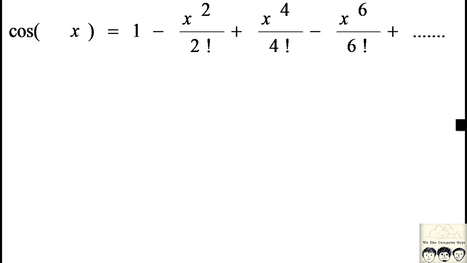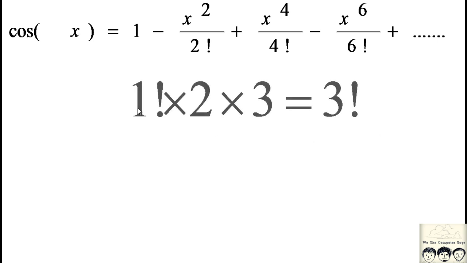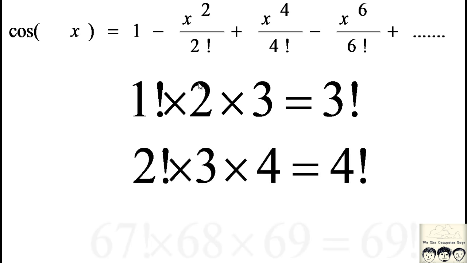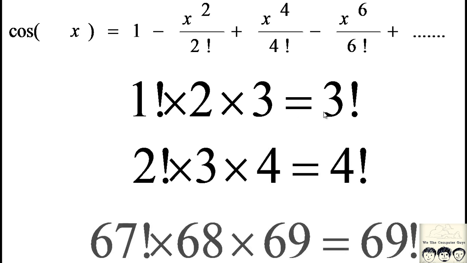So now let's look at a formula that you need to remember. Now this formula states that 1 factorial or any number's factorial into the next two numbers will give you the last number's factorial. That is 1 factorial into 2 into 3 will give you 3 factorial. Now if you remember from the previous video, we did 1 factorial into 2 will give you 2 factorial.